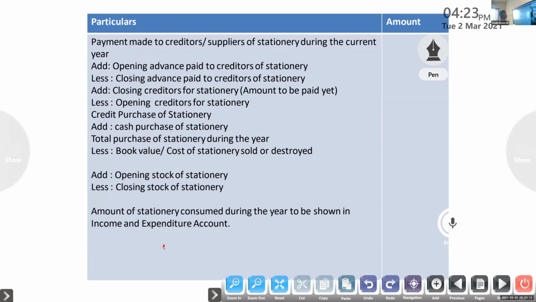Amount paid to the suppliers of stationery. Amount paid to creditors for medicine, amount paid for sports material. Suppose it is 10,000. With that, opening advance paid to creditors of stationery. Creditors means if we purchased the stationery on credit basis. If any opening advance is paid to creditors of stationery, that we have to add.